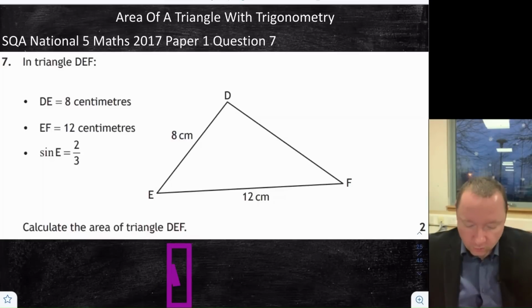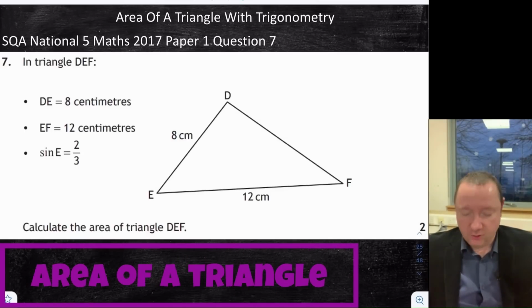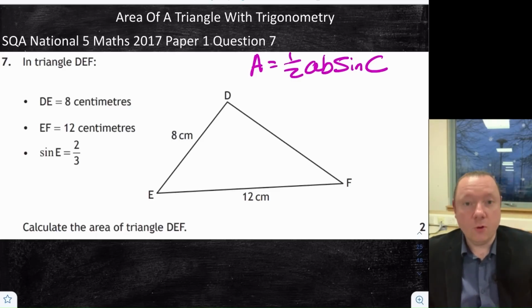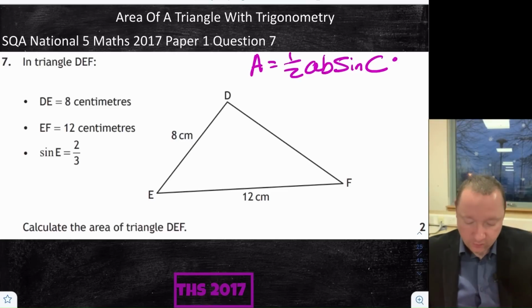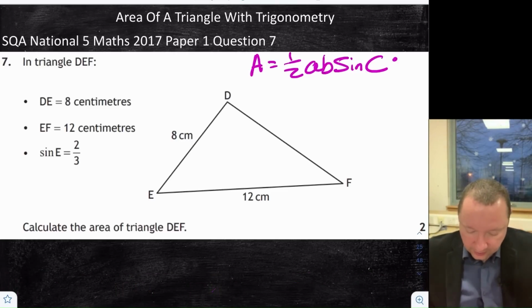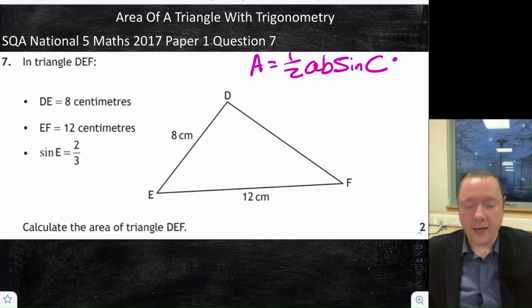We have a triangle with trigonometry. This is given to you at the start of the exam paper. Just a reminder that it tells you that the area is a half AB sine C. And we're going to look at a bunch of questions that use this idea. So SQA National 5 Maths 2017 paper 1 question 7 had DE is 8, EF is 12, and sine of E is 2/3. Notice this is a non-calculator question, so it's telling you the sine of the angle so that you don't have to work it out.